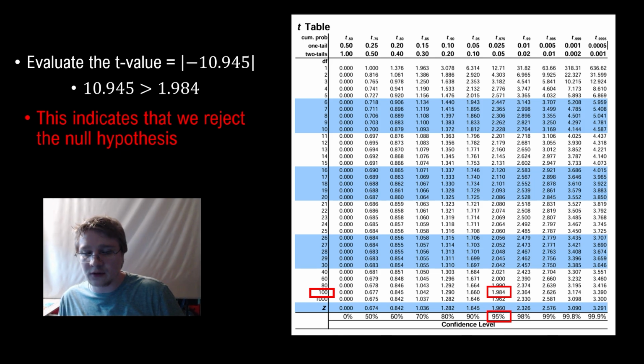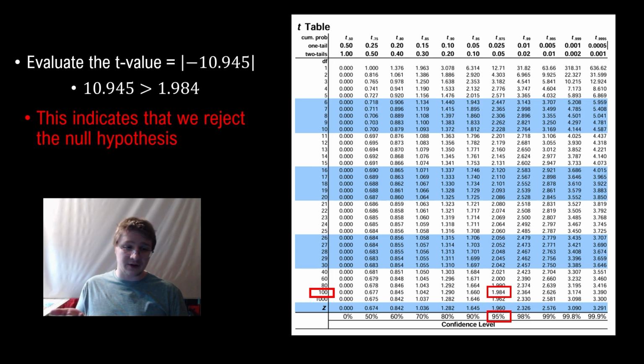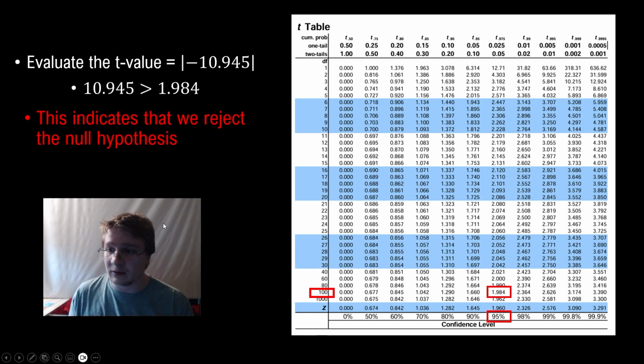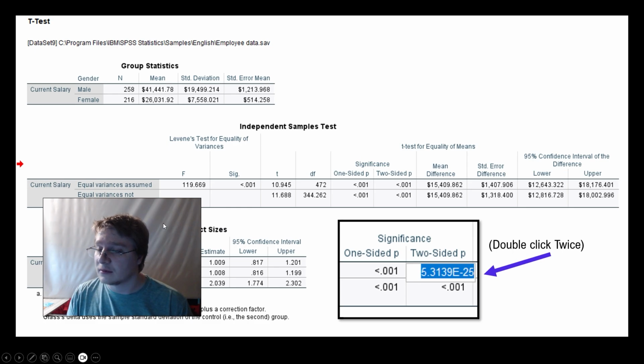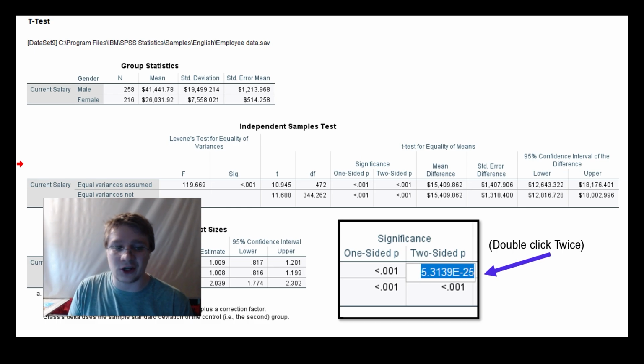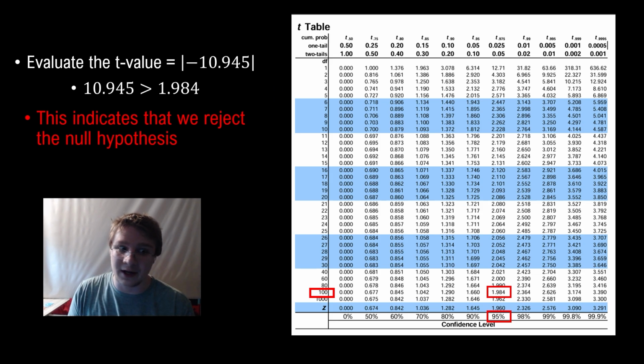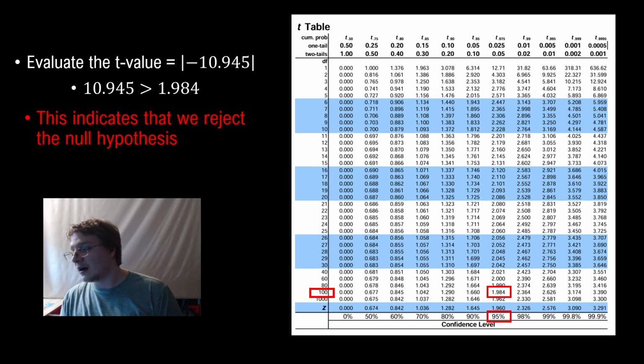Our table is saying we're in the 100s, right? Because our degrees of freedom are from like 258 and 216, so we're just going to check the 100 because it's way closer than 1,000. Anyway, so we look on that.